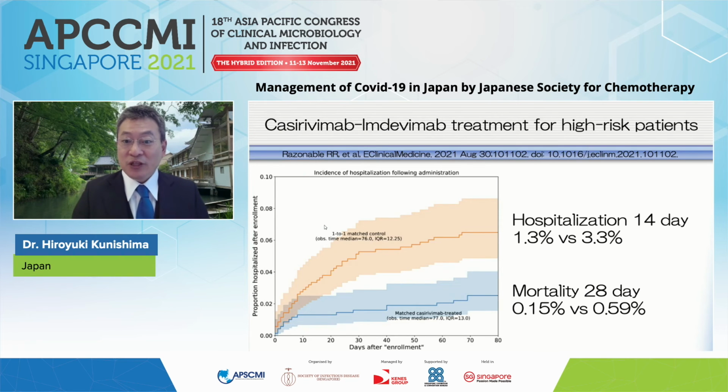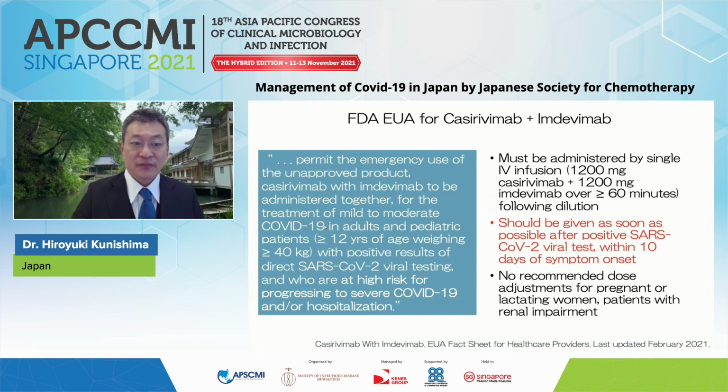Casirivimab/imdevimab is expected to reduce hospitalization and mortality when administered to high-risk patients. In Japan, it is requested to be administered as soon as possible, up to 7 days after onset. In any case, the best would be to start administration immediately after onset.